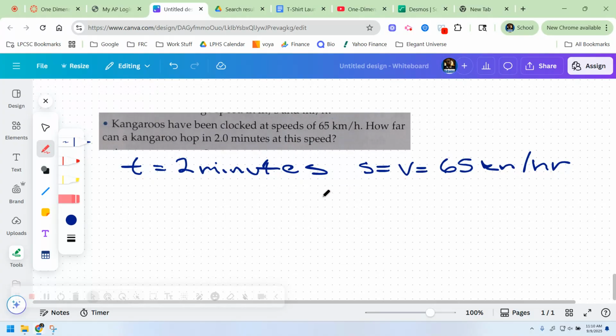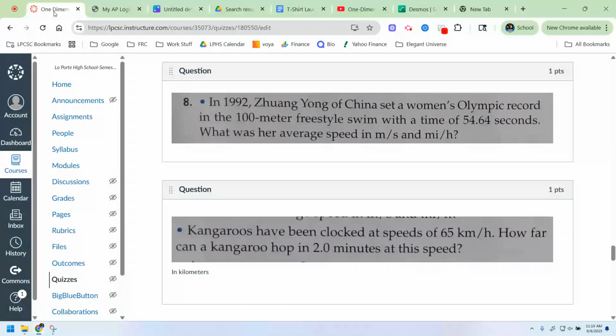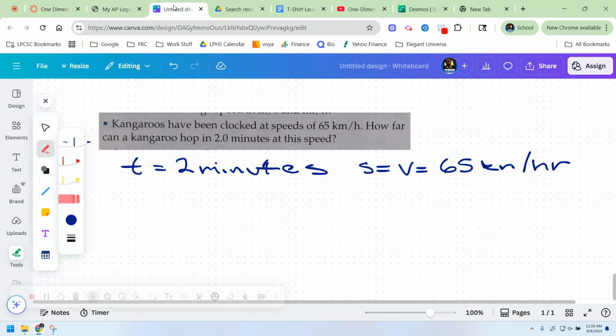So let me just double check one thing real quick. We need to have the answer in kilometers. So what I need to do is figure out how many minutes there are. I've got to convert my time to hours. So I'm going to take 2 minutes and convert that to hours. Remember that there are 60 minutes in 1 hour.